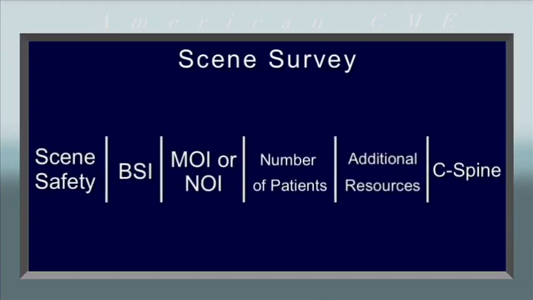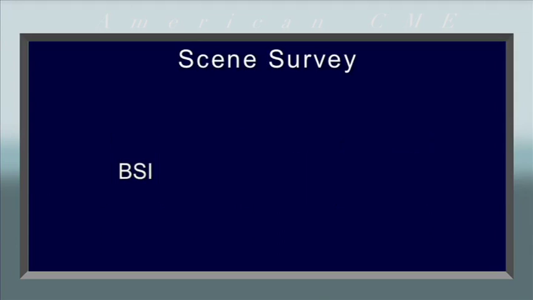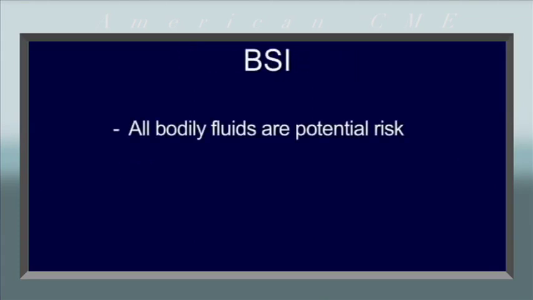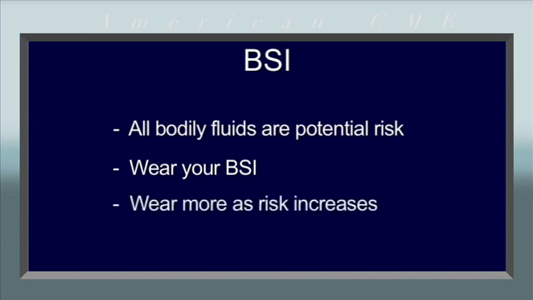The next subcomponent of the scene survey is body substance isolation, or BSI. BSI is a precaution taken in response to the premise that all body fluids are considered potentially infectious. In all medical emergencies, standard universal precautions should be observed. A minimum level of protection should be taken for every patient encounter. The level of BSI taken should increase as the potential for contact with bodily fluids, such as blood, rises.